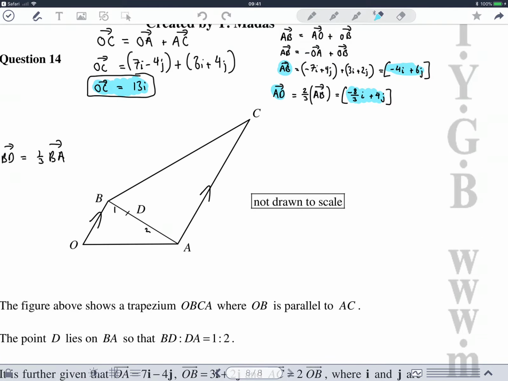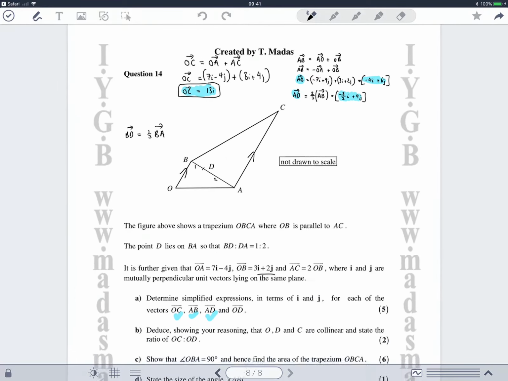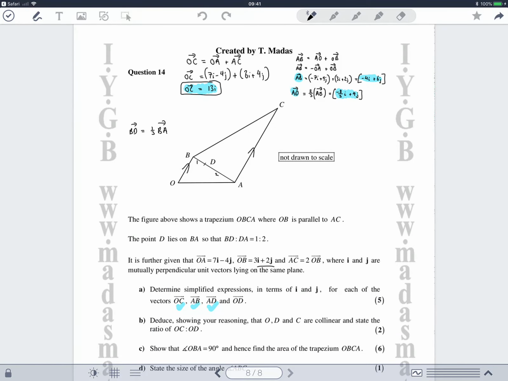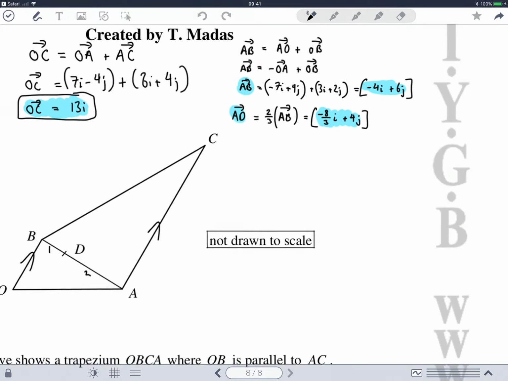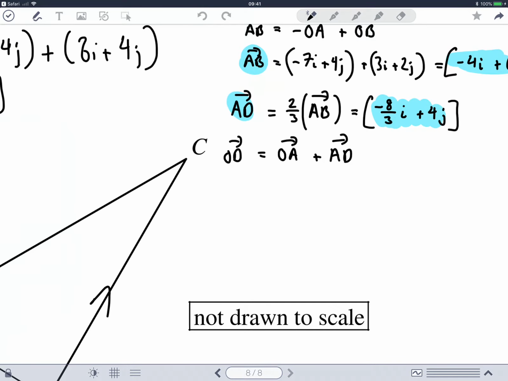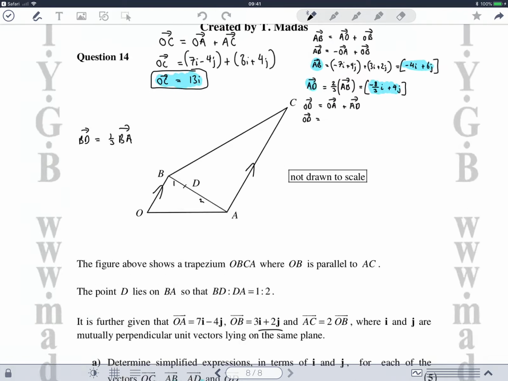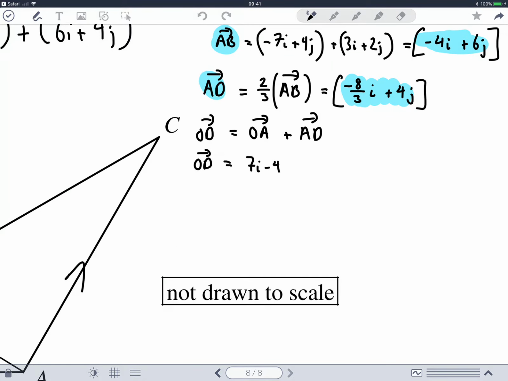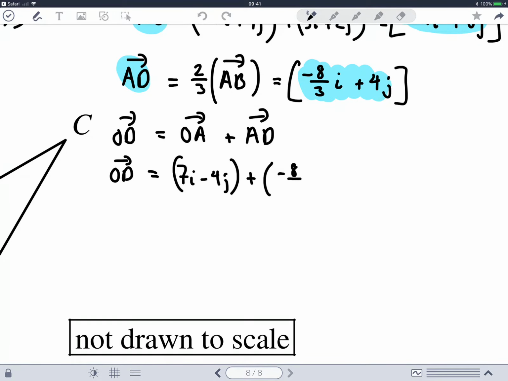OD. OD. Right. Okay, what do we know? Well, we can do OD as OA, which we know, plus AD, which we just worked out in the previous bit. So OD is going to be OA, which we know is 7i minus 4j, plus AD, which is minus 8/3 of i plus 4j from the previous part.